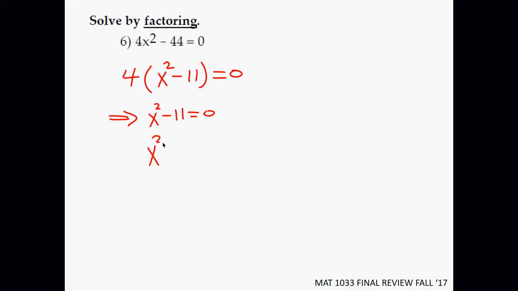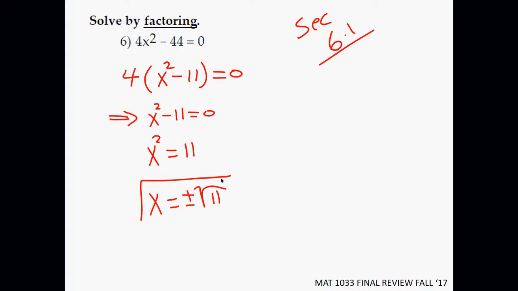If we move the 11 to the other side, you get x squared equals 11. And the way to solve this is x equals plus or minus the square root of 11. And that is part B. And again, I forgot to mention this is from section 6.1. That will be the final answer.